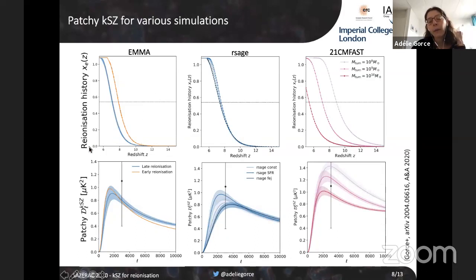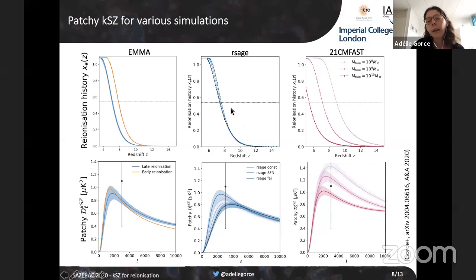On the upper panels, you have the reionization histories, and on the lower panel, the corresponding patchy kSZ power spectra. So for EMMA, you see that if you have two runs with different reionization histories, that translates in spectra that have not only different amplitude, as the scalings we used before seem to say, but also different shape. And actually the amplitude at multipole 3000 is the same, which means that limiting yourself to fitting this parameter is definitely not sufficient to describe the whole spectrum.